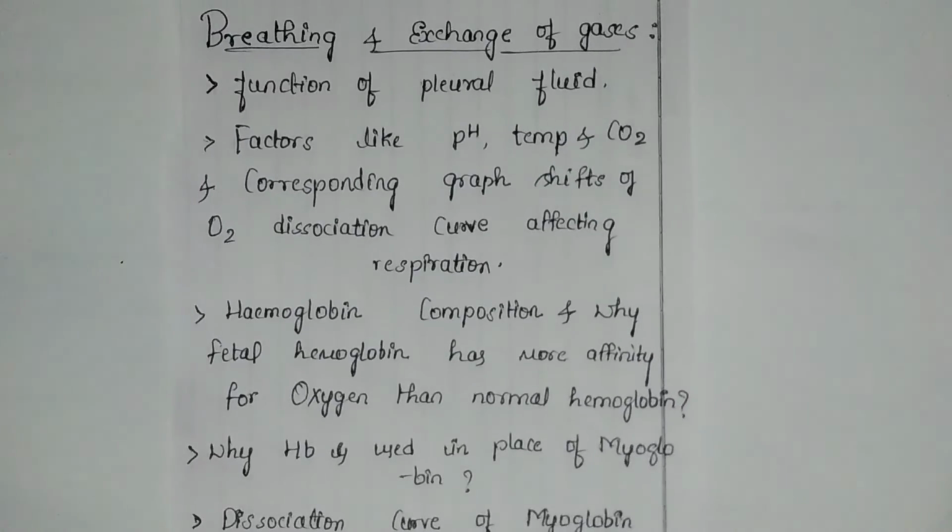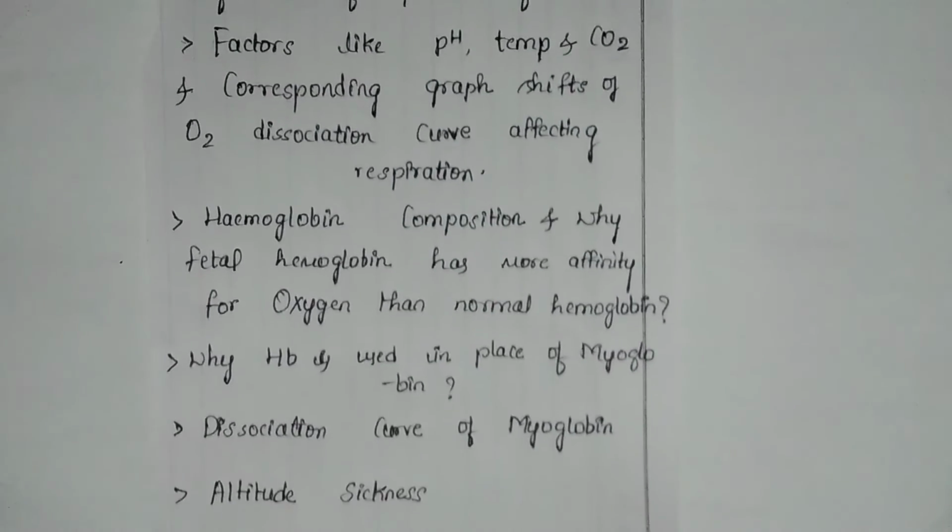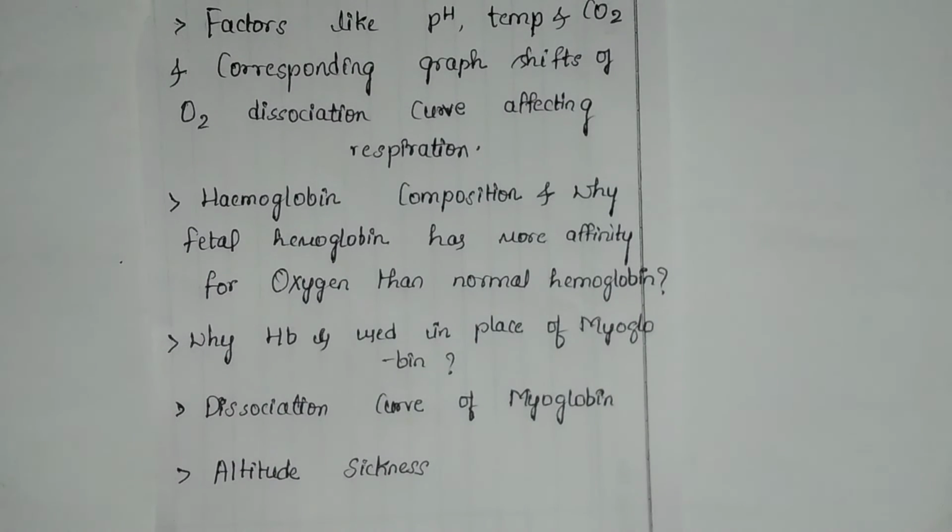Next, coming to the lesson breathing and exchange of gases. In this chapter, function of pleural fluid, factors like pH, temperature, and CO2, and corresponding graphs as given, shifts of the O2 dissociation curve affecting the respiration, hemoglobin composition, and why fetal hemoglobin has more affinity for oxygen than normal hemoglobin. This is also a statement provided in my notes.